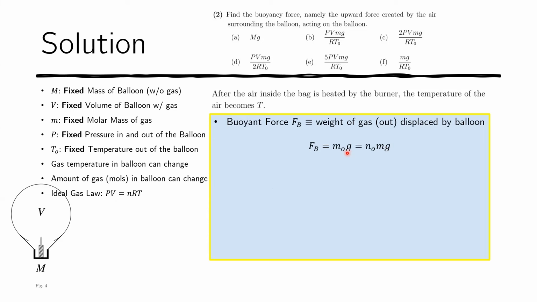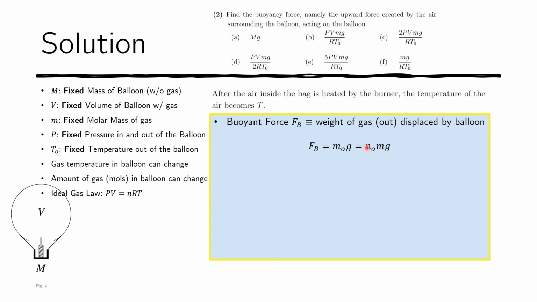Again, the weight of something is just the mass of that thing times the acceleration due to gravity, g. So the weight of the gas displaced by the balloon is equal to the mass of the gas displaced by the balloon times g. And the mass here, we can find using the molar mass and the number of moles of the gas outside the balloon. The molar mass is the same inside and outside the balloon because it only depends on the chemistry of the gas, but the number of moles could be different.